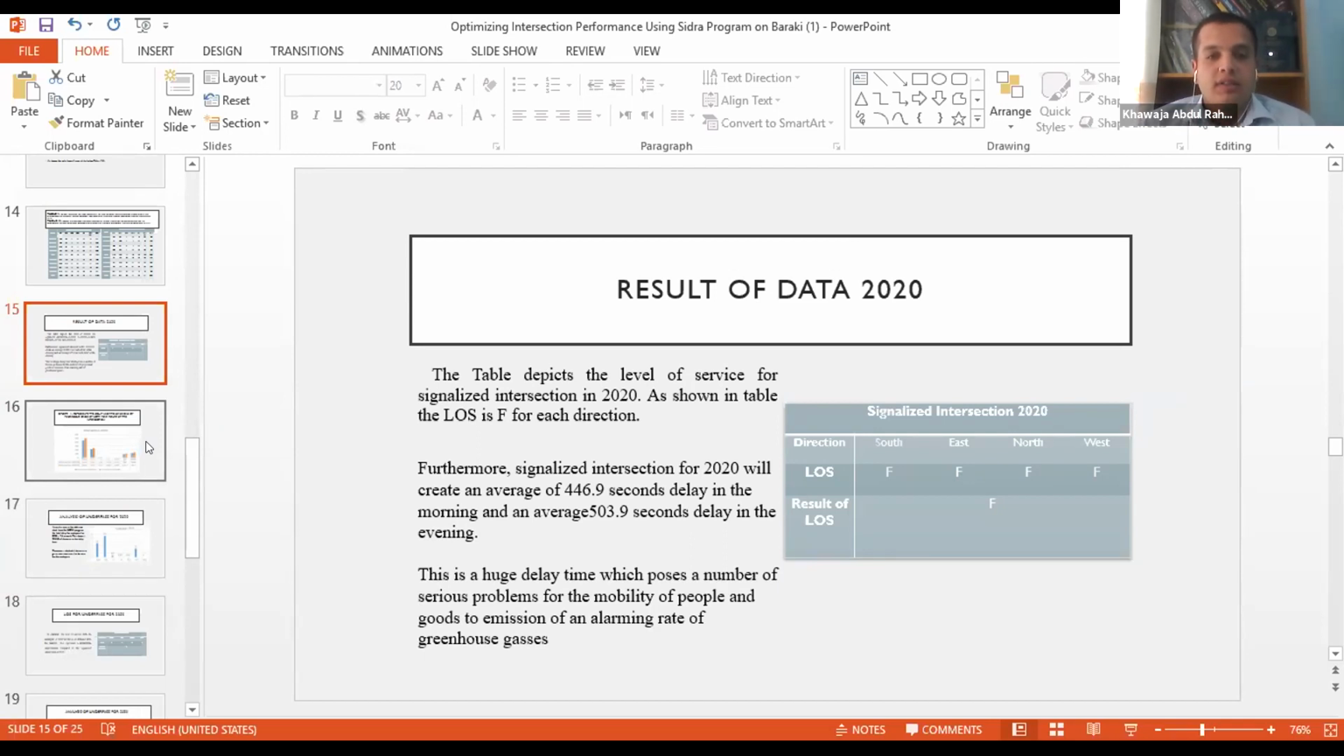Furthermore, the signalized intersection for 2020 will create an average of 446.9 seconds delay in the morning and an average of 503.9 seconds delay in the evening. As shown in the table, the level of service for south, east, north, and west are all F, which is the worst one. This is a huge delay time, which poses a number of serious problems for the mobility of people and goods, and leads to emission of greenhouse gases at an alarming rate.